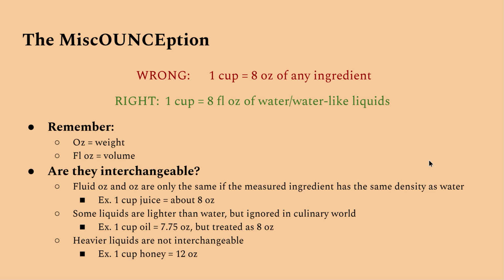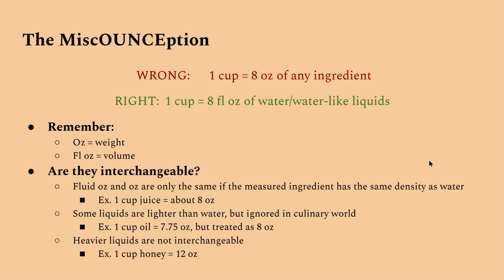So, are they interchangeable? Fluid ounces and ounces are only the same if the measured ingredient has the same density as water. So, for example, 1 cup of juice we could assume is more or less about 8 ounces. Now, if it had a lot of pulp in it, it's probably going to change the weight of it. It's going to be a little heavier than water. But assuming it's a strained juice, it's probably going to be about 8 ounces. That's a safe assumption to make.